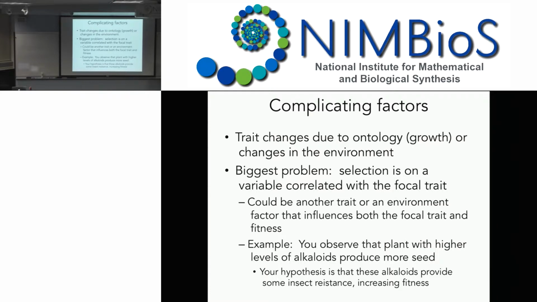Ontogeny, growth. So for example, I measure a whole bunch of trees. I come back next year and measure the trees that have survived. Those trees have grown. So you have to be careful that the differences you see aren't simply due to the traits changing over time. But the biggest problem is selection on a correlated variable. So the biggest problem is selection doesn't occur on your trait, it occurs on a variable that's correlated with your trait. So for example, let's imagine I think selection is on body mass, but in reality selection is on height.